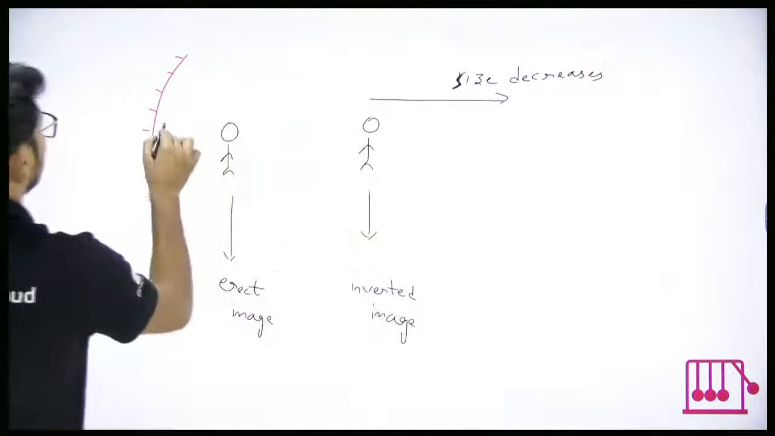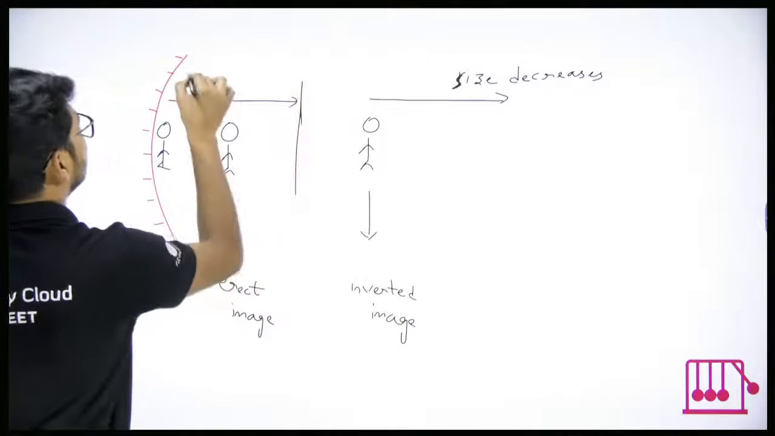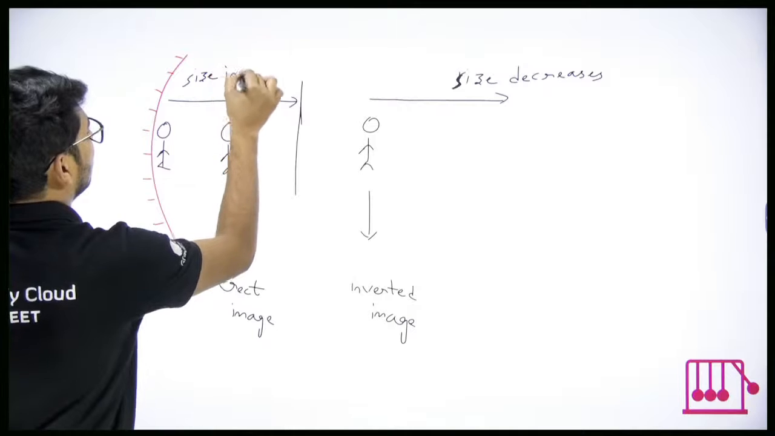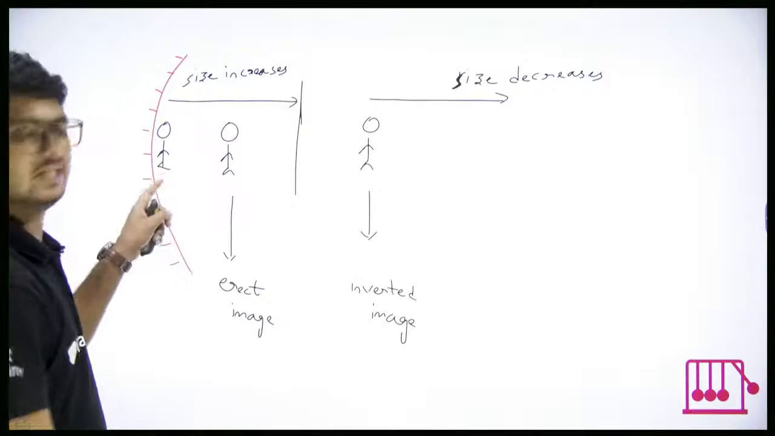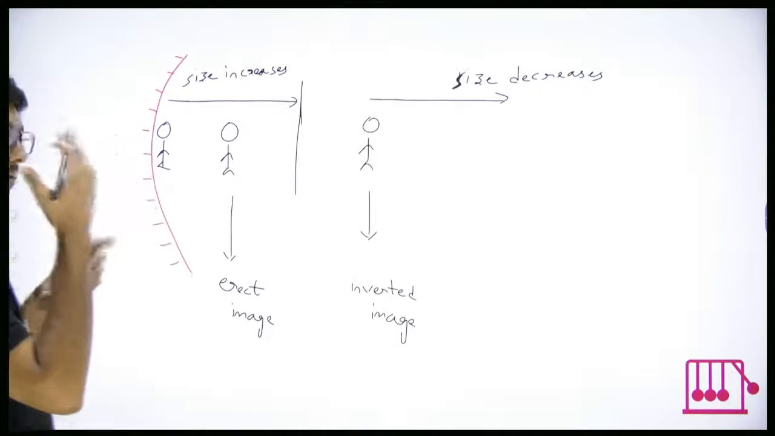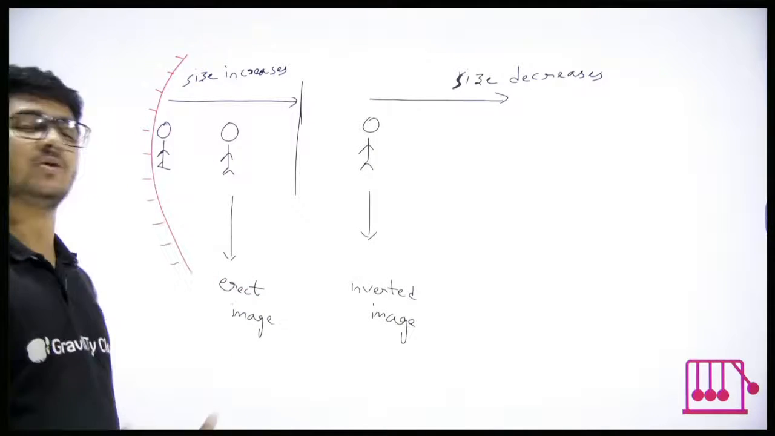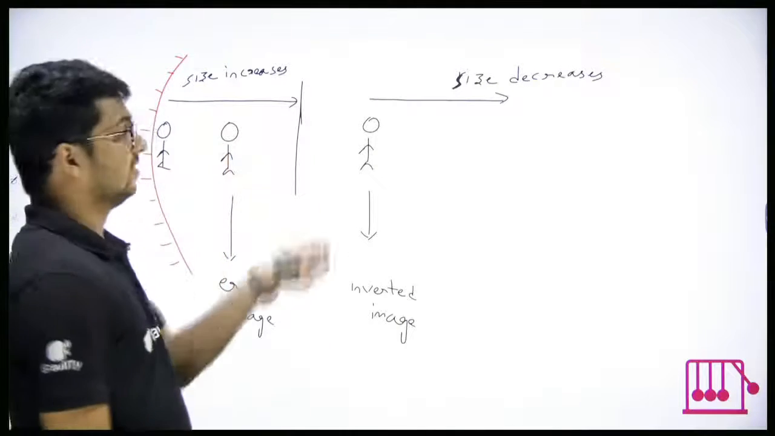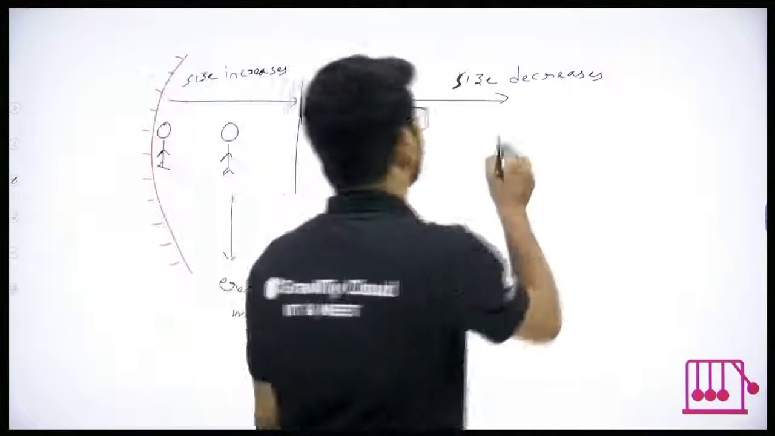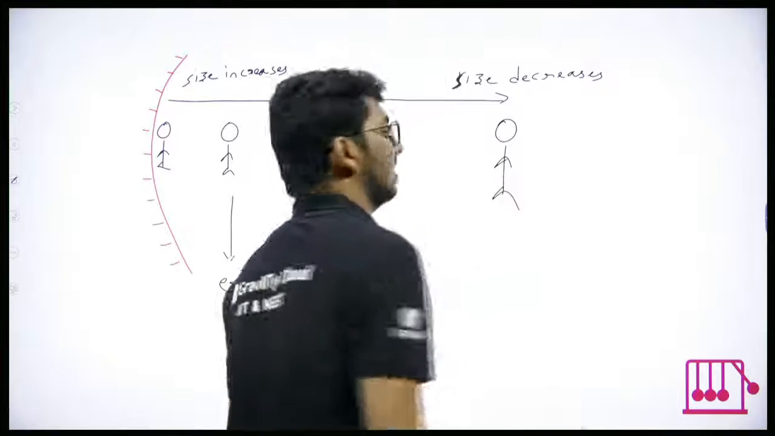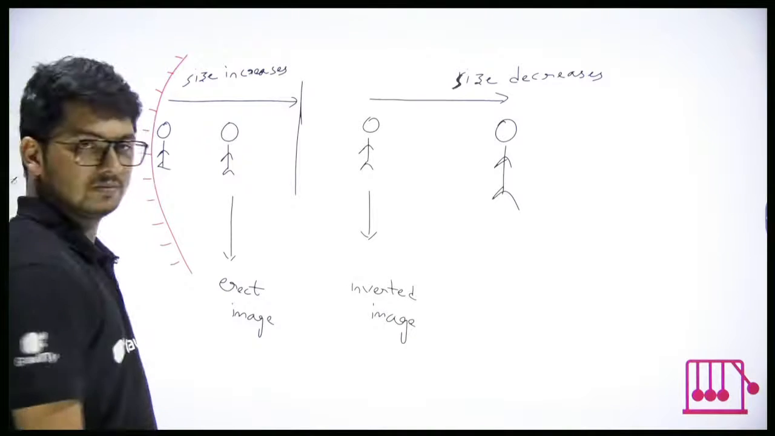See, first, up to some position, the size increases, yes or no? First, the image is erect. The person is close to the mirror. And as the professor started going back, what we understood was the image was erect, but it became huge. Size increased first. Then after some distance, it became an inverted image. And after that, the size started decreasing. This is what happens in the case of a concave mirror.